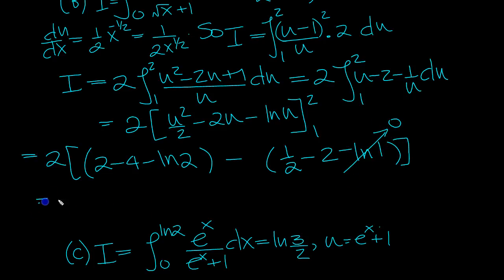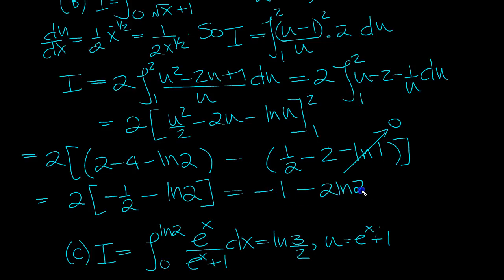Okay, so we've got 2 lots solved then. 2 minus 4 is minus 2 plus 2 minus a half is the number. See, that's a minus 2. We've got a plus 2 here, so it's just left with a minus a half when we run the minus through. And then we've got minus ln 2. So that's equal to minus 1 minus 2 ln 2.